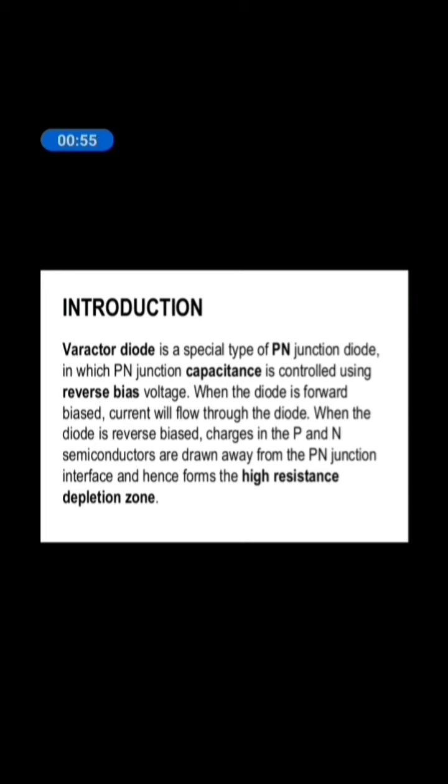When the diode is forward biased, current will flow through the diode. When the diode is reverse biased, charges in the P and N semiconductors are drawn away from the PN junction interface and hence form the high resistance depletion zone. When the diode is connected in reverse bias, the P-type semiconductor is connected with the negative terminal of the battery and the N-type semiconductor is connected with the positive terminal of the battery.